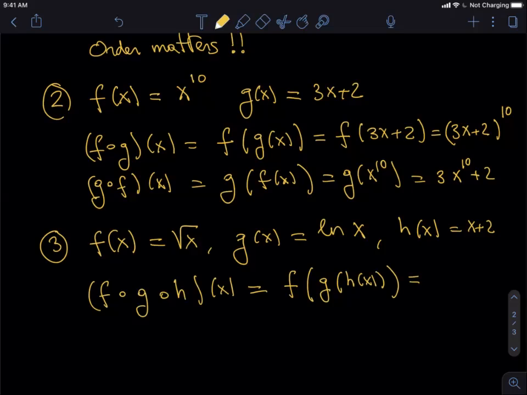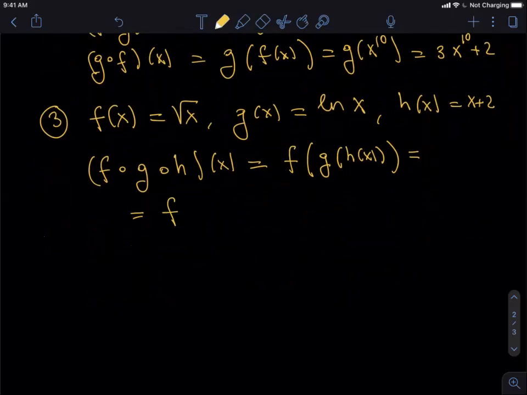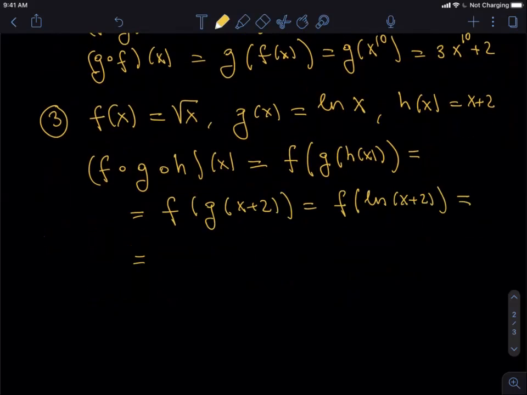Okay, and now it's just a question of patience. So we do the inside first. So h of x is x plus 2. Okay, then g of x plus 2 is the logarithm of x plus 2 because of the definition of g. And then f of the logarithm of x plus 2 is the square root of the logarithm of x plus 2.